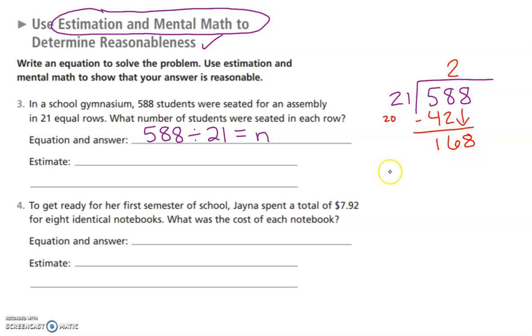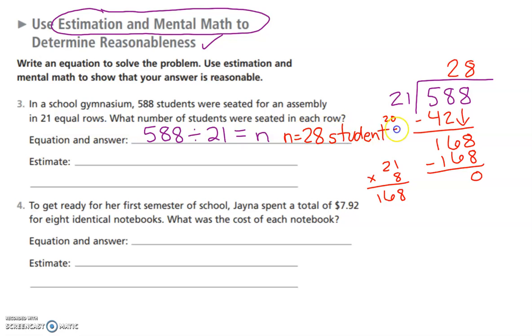So why don't we take this 21 over here and multiply it by 8 and see what we come up with. 8 times 1 is 8. 8 times 2 is 16. And would you look at that? It worked pretty perfect. So that means my 8 comes up here. 8 times 21 was 168. Subtract those 2 from each other, and I now know that N equals 28 students per row. I'm just going to write that as 28 students.